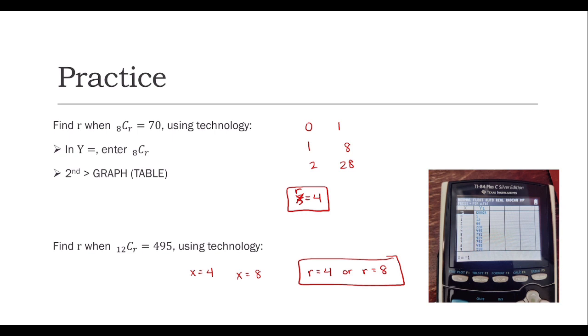So this here shows what should be on your calculator. Here you can see at x equals 4, we have 495. And also at x equals 8 down here, it's also 495.